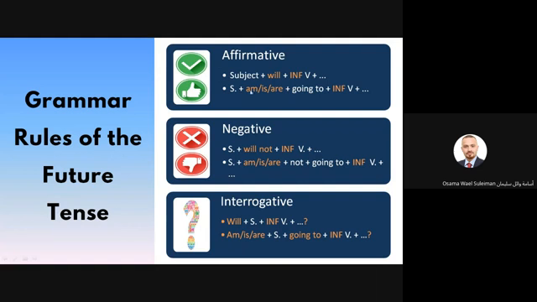In both cases we have an auxiliary verb. In the first case the auxiliary verb is will, and we will have a main verb, so two verbs: an auxiliary verb and a main verb. The same thing goes for going to. Here going to is like will. The auxiliary verb is am, is, or are, and we have an infinitive verb, the main verb, which comes after going to. This indicates the future. This is the affirmative form.